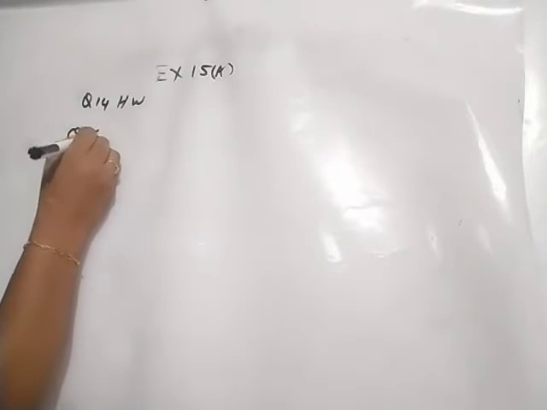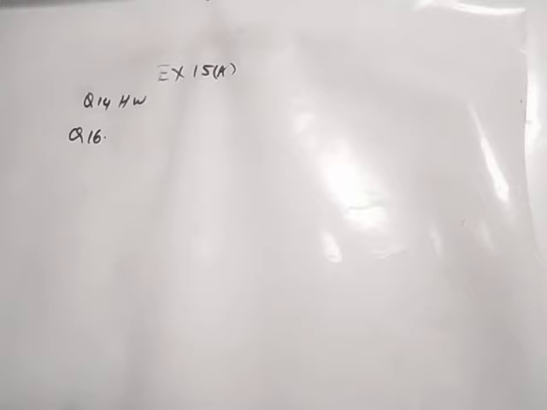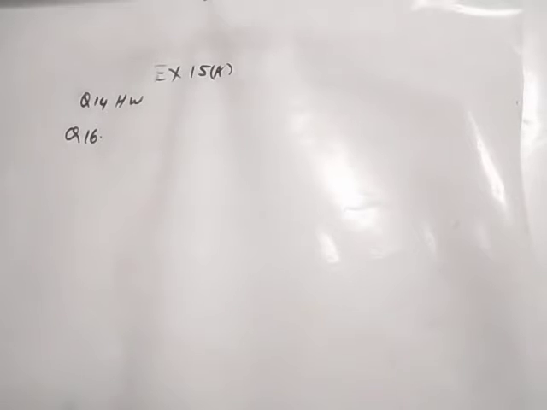Let us solve question 16. Given ABCD is a rhombus, DPR and CBAR are straight lines. Prove that DP into CR equal DC into PR. Let us draw the diagram.